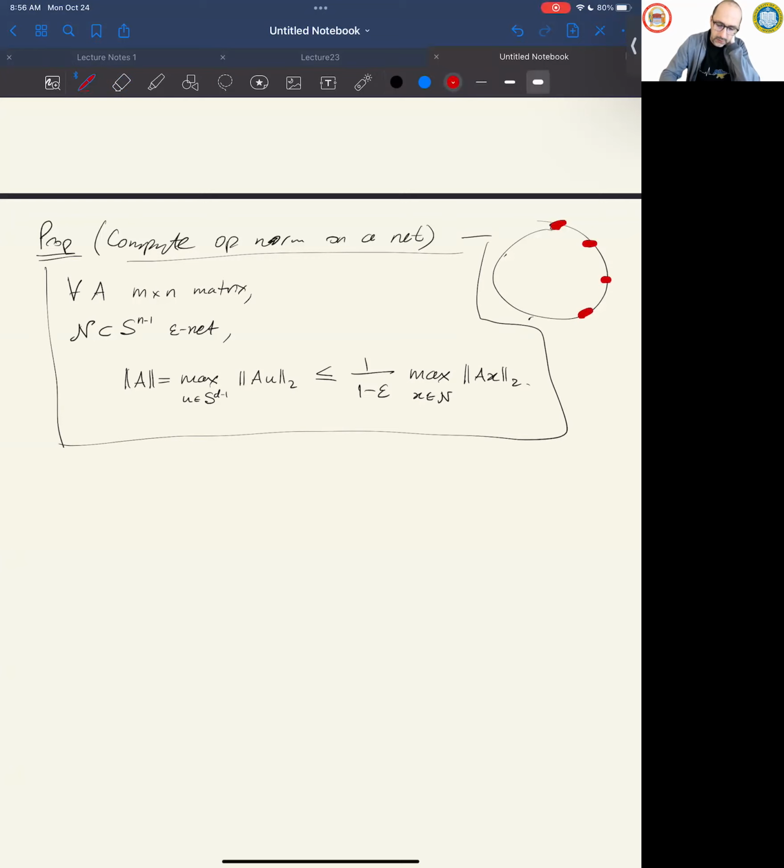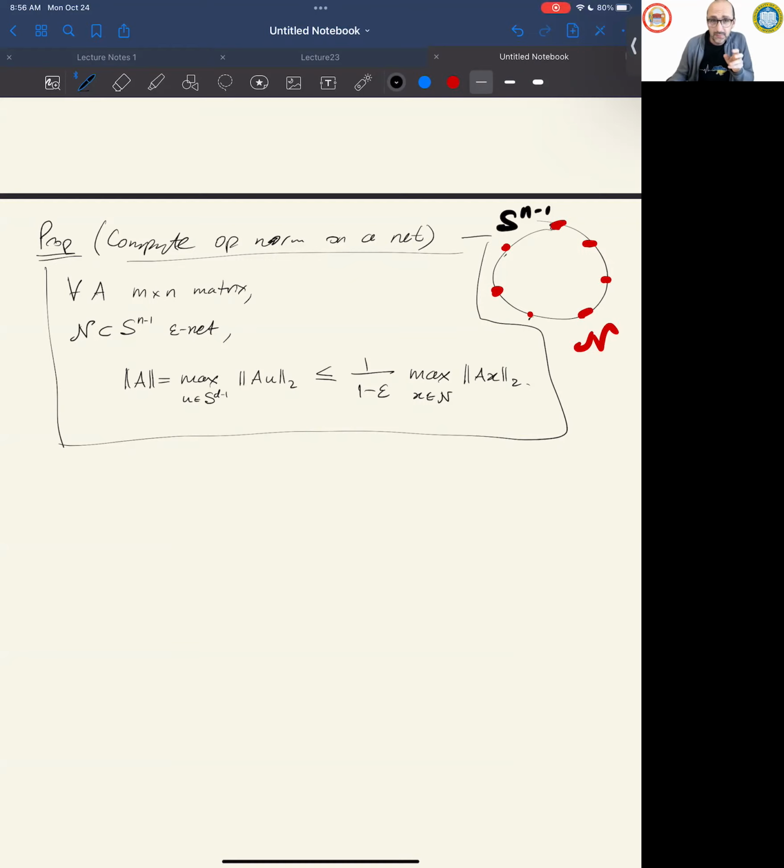So instead of the sphere, I'm picking a net. And I'm saying that that's fine. Taking the supremum over that net will be approximately the same. Okay. Is it believable? Yeah, guys. Yeah, the smaller epsilon, the finer is the approximation, fine.